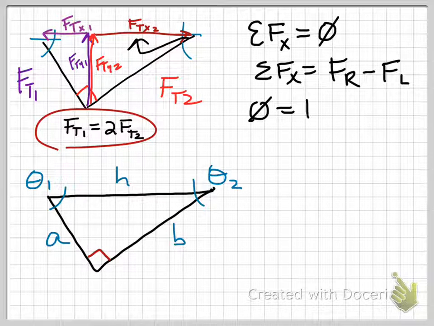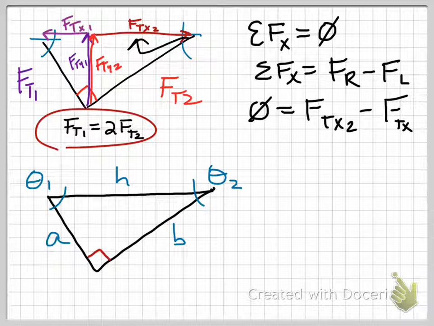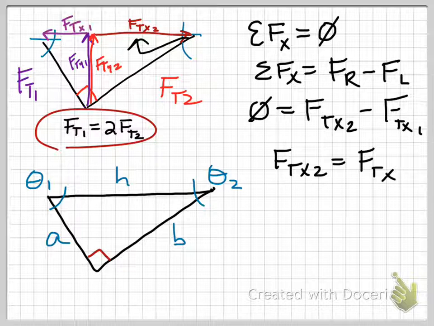We know that 0 equals, well, the only force we have to the right is force of tension x2, and the only force we have to the left is force of tension x1. So we know that those must be equal to one another in magnitude. So FTx2 equals FTx1, and they're opposite. We'll get to that. Here we're just dealing with magnitude right now. Okay.